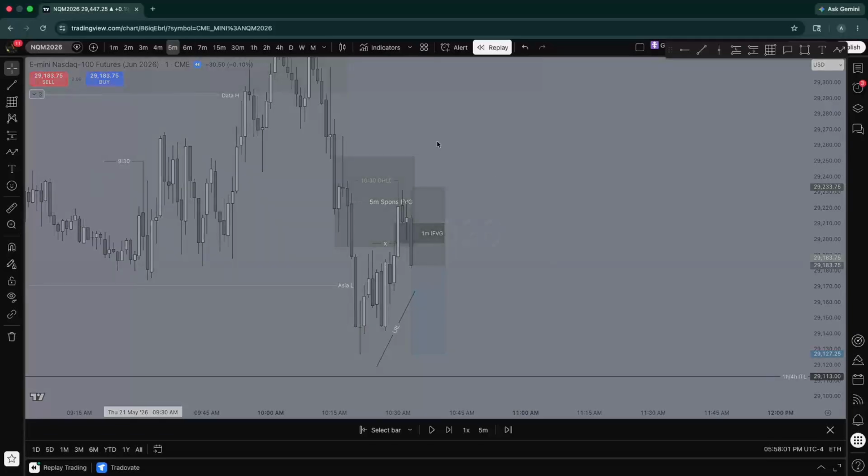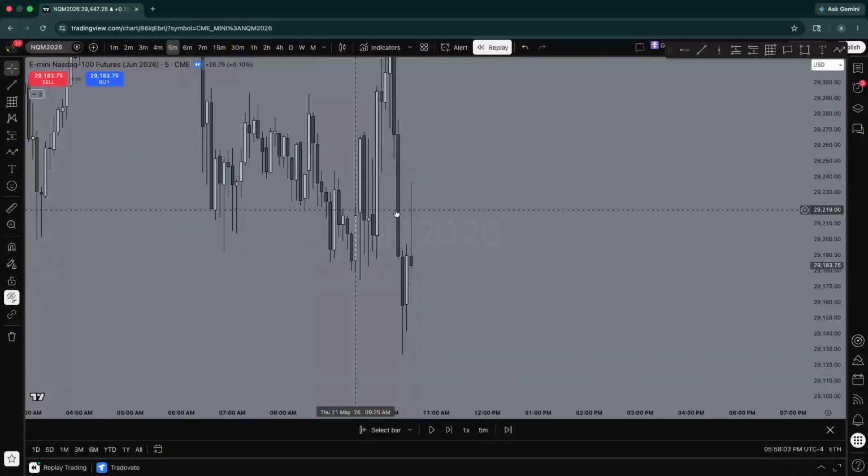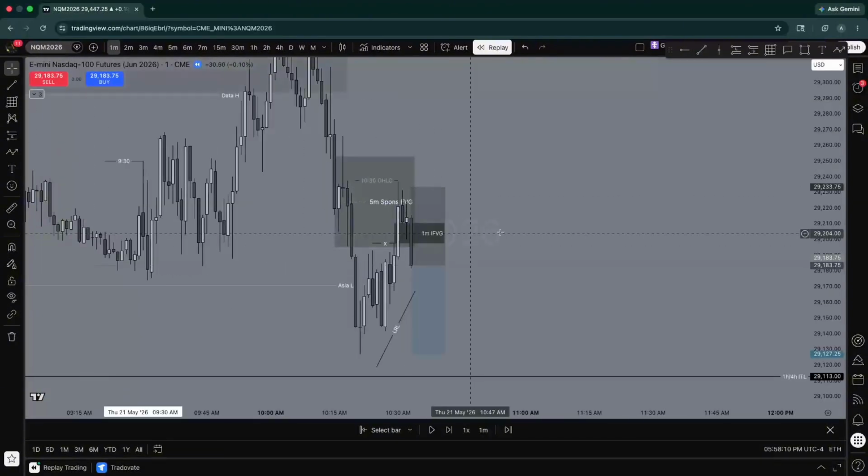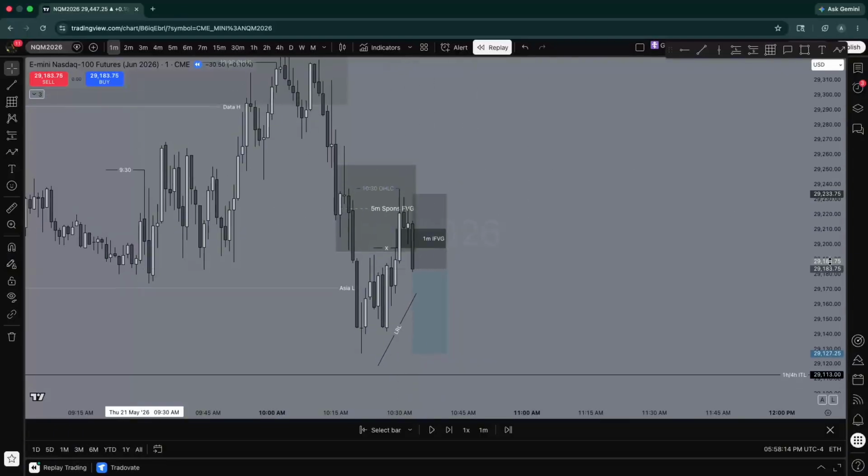And I do like this setup. I rated it an A setup because what do we have? We have this 5 minute now, right? Wick rejection from it, hitting EQ of it. Okay, we have this LRL buildup with 10:30 open high low close. So what are we doing?